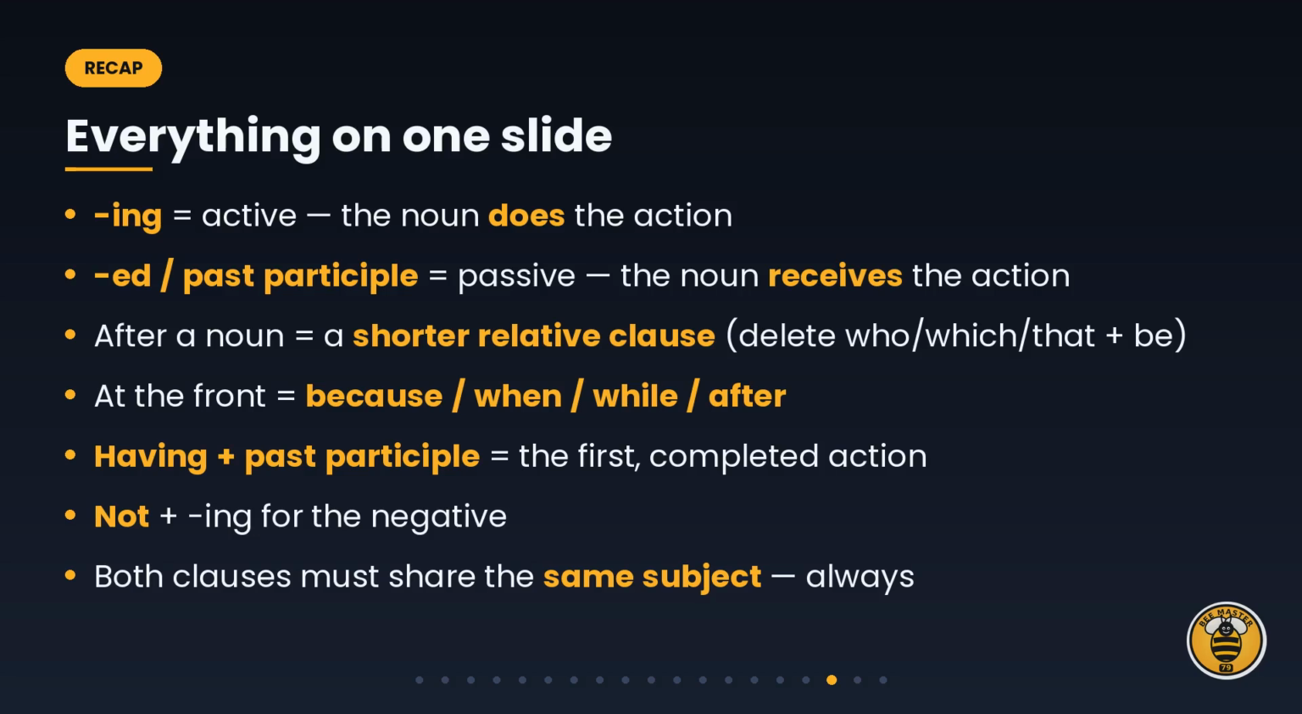Let's put the whole lesson together. -ing means active, the noun does the action. The past participle means passive, the noun receives it. After a noun, a participle clause is simply a shorter relative clause. At the front of a sentence, it replaces because, when, while, or after. Having plus a past participle marks the first completed action. And whichever form you choose, both clauses must share the same subject. Get that last one right, and your participle clauses will always be correct.